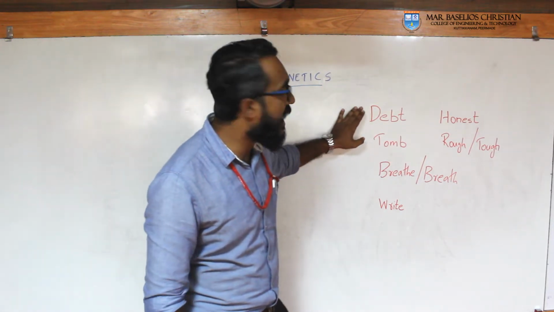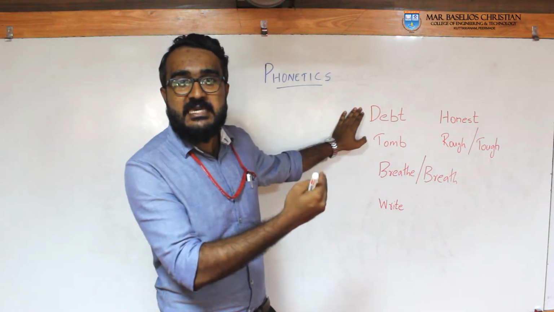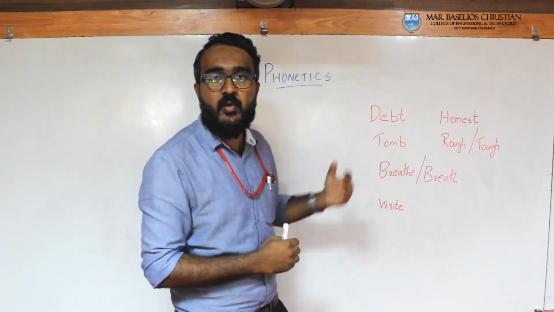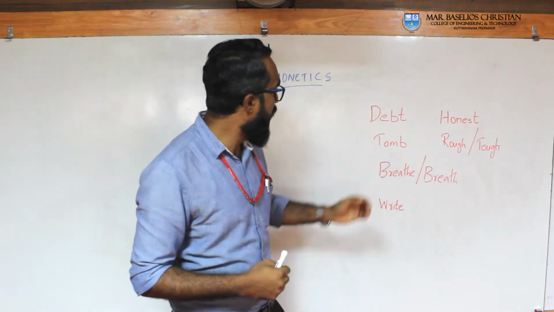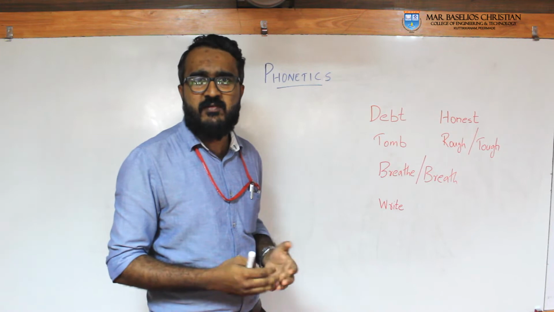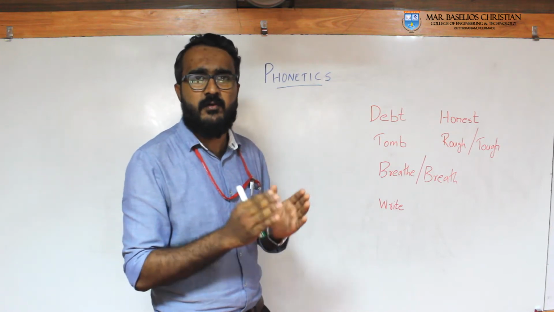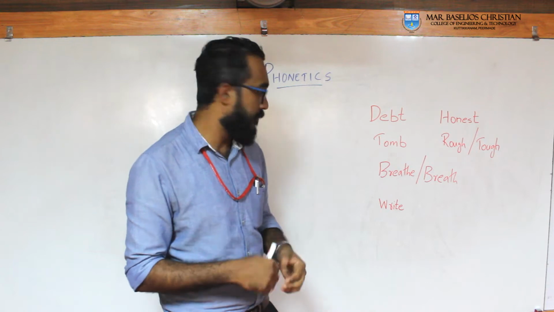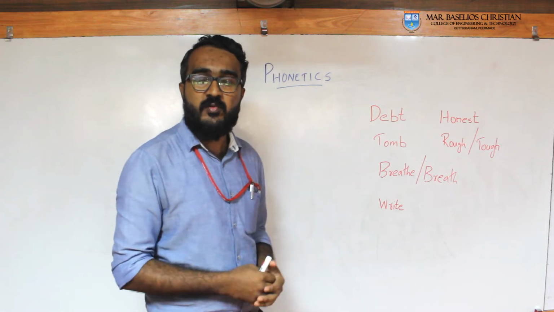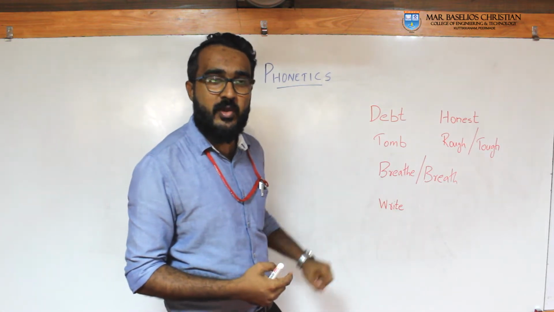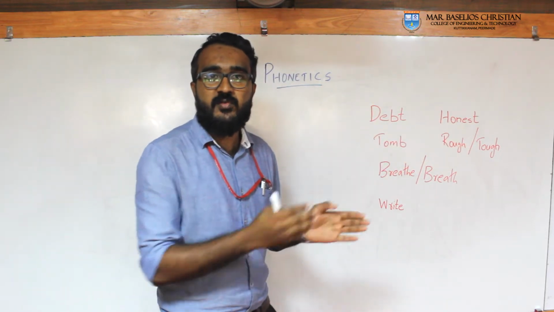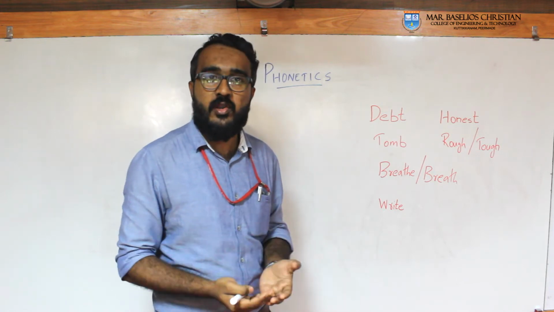For example, here we are having a very common word, D-E-B-T. That is a word structure. We usually pronounce it as debt with a B. Another common word is T-O-M-B. We have a variety of pronunciations, but a common form of pronouncing this word is Tom. Or another word like W-R-I-T-E. We pronounce it as right, but where is this W going? Or another word like H-O-N-E-S-T. Some of us pronounce it correctly, some still pronounce it as honest with an H.